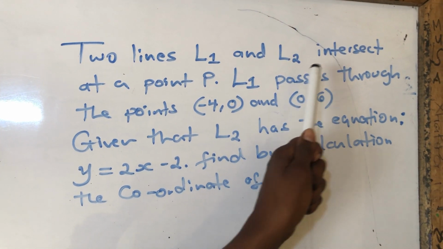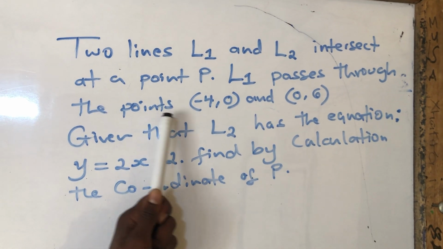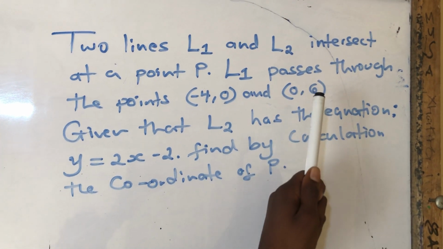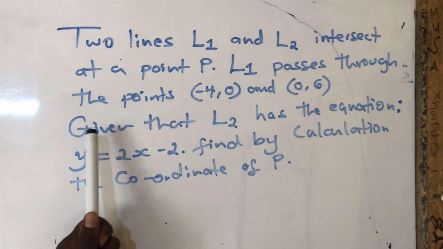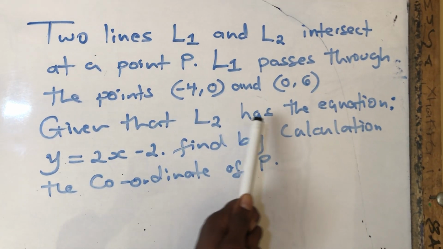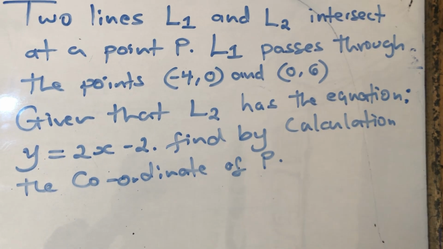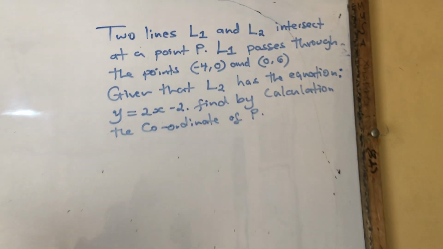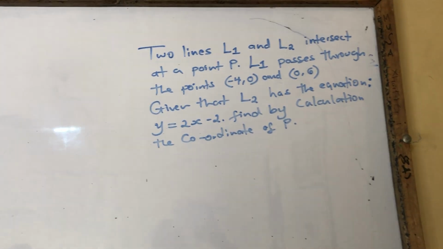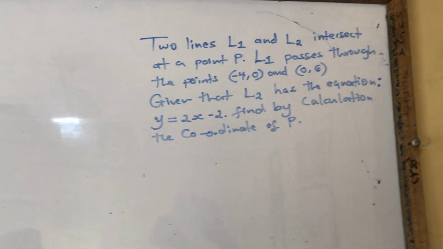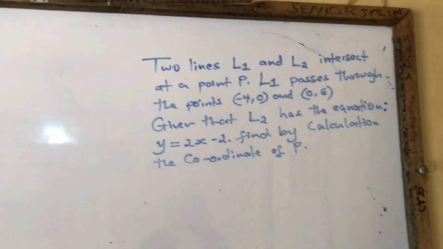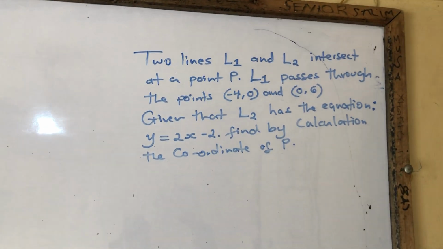L1 passes through the points this one and this one. Given that L2 has the equation this, find by calculation the coordinate of P. Do remember that P is a point of intersection. What do we do?